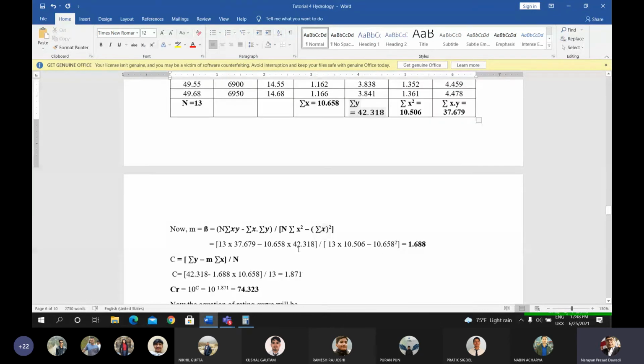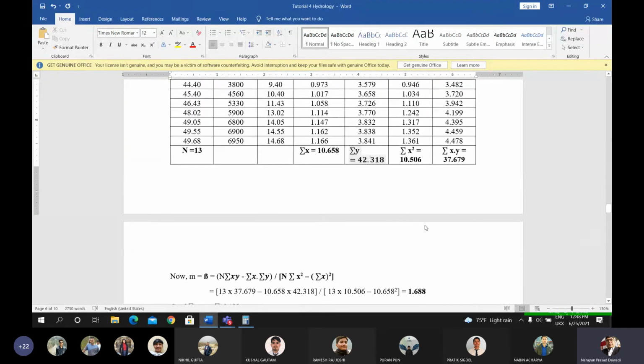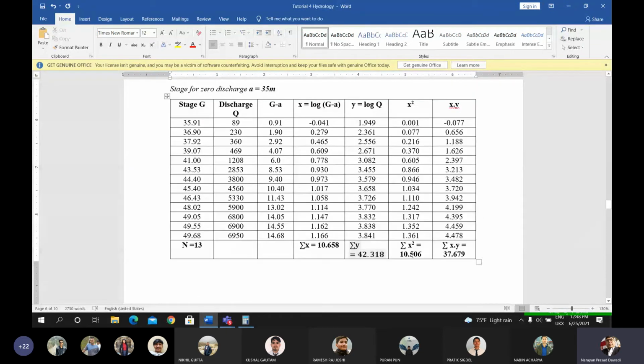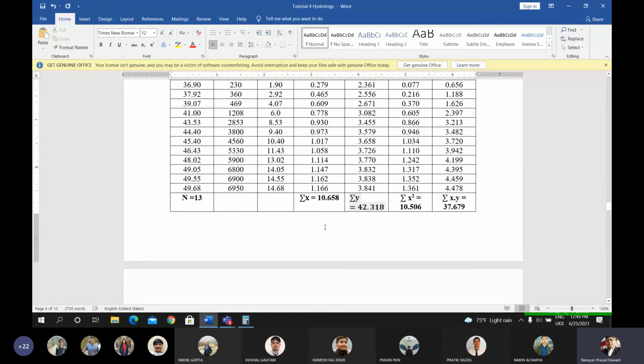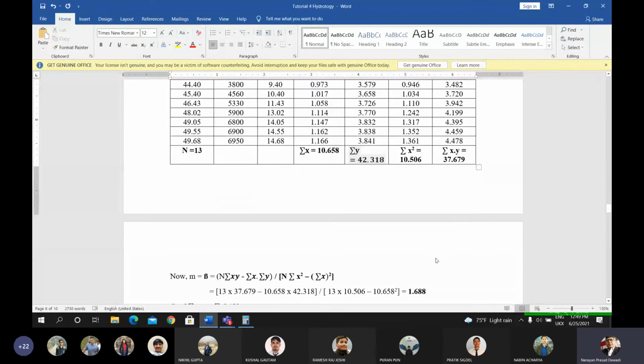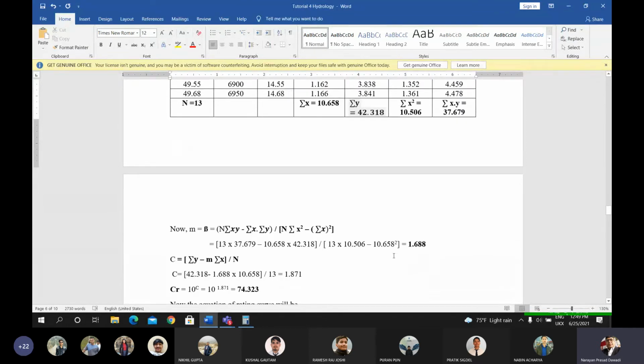Divided by n, the value is 13. Summation x square is 10.506 minus summation x squared, that is summation x is 10.658, and its value is squared, so 10.658 square. You will get the value of beta as 1.688.